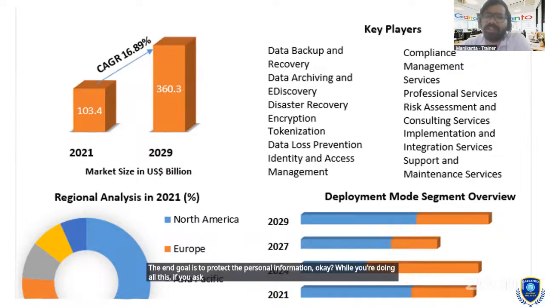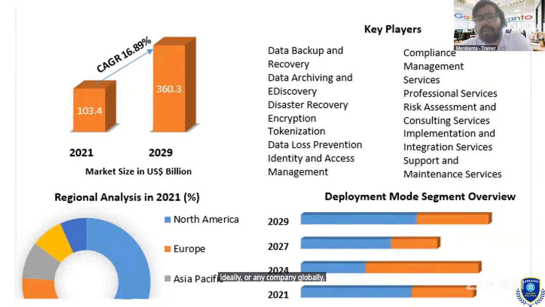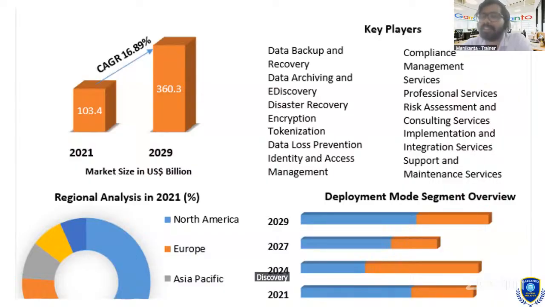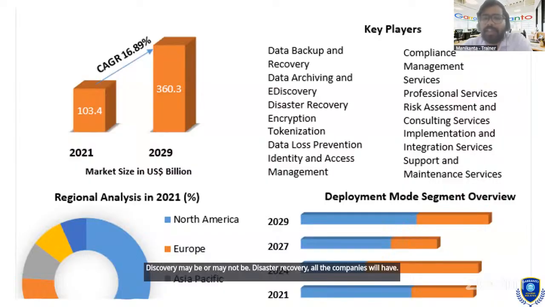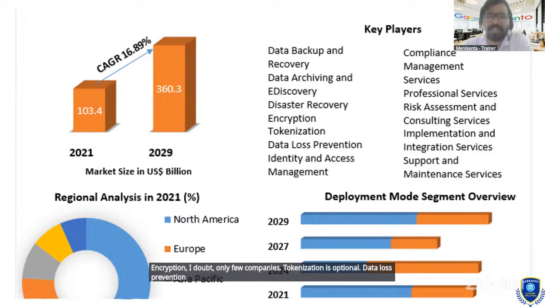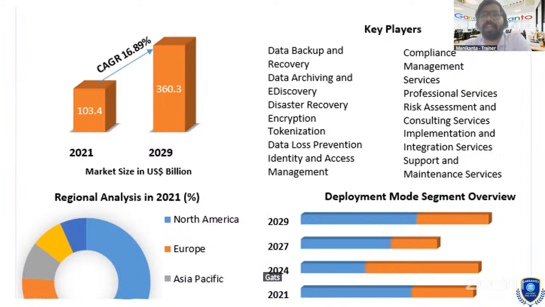Ideally, any company globally has at least a few of these. Data backup and recovery is very common. Archiving, most companies have. Discovery, maybe or maybe not. Disaster recovery, all companies will have. Encryption, I doubt it, only a few companies. Tokenization is optional. Data loss prevention, ideally all companies are having right now. CASB or classification, very few companies are right now starting it.